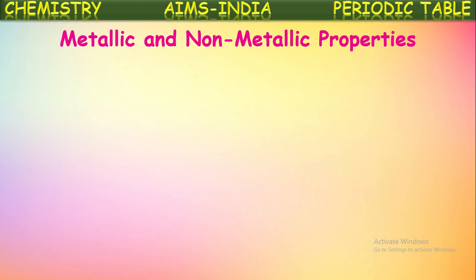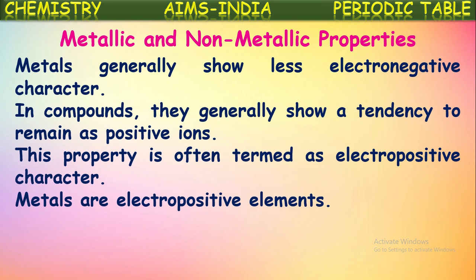Next, metallic and non-metallic characteristics or properties. Metals generally show less electronegative character. In compounds, they generally show a tendency to remain positive. That means they will try to lose the electrons, not to attract the electrons. So we can say they do not have much electronegativity. This property is often termed electropositive character. That means quite opposite to electronegative, we can say.